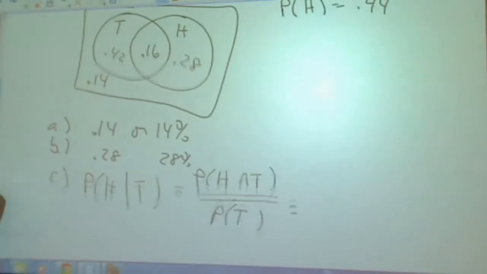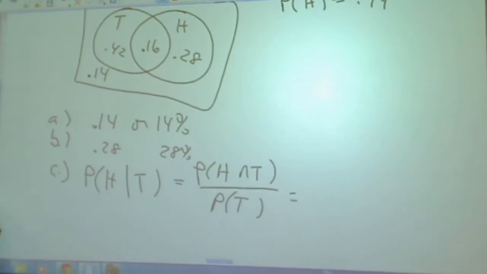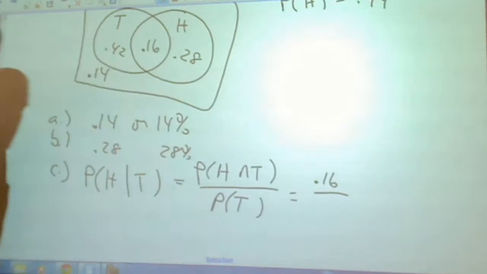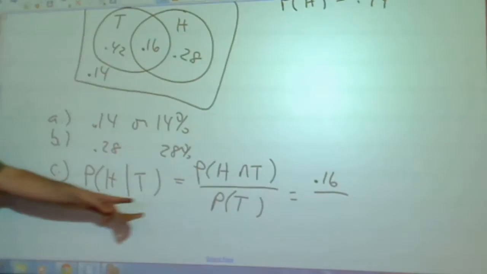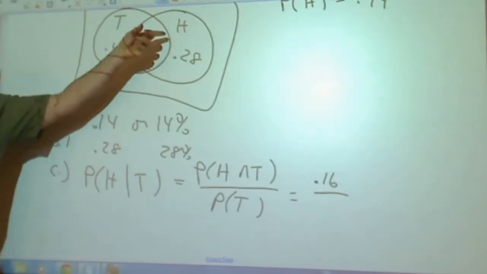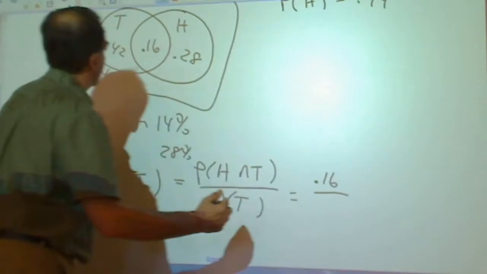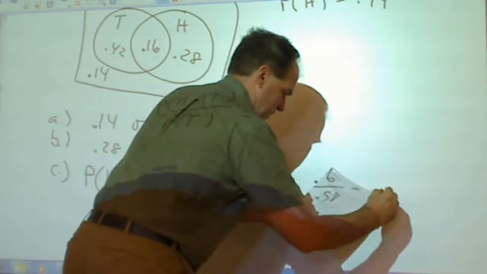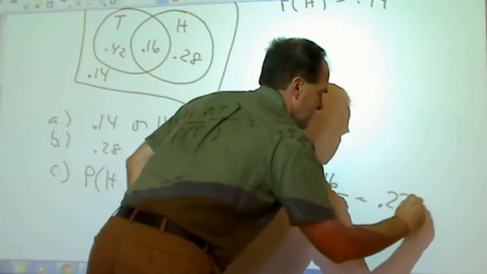Okay, and then both of those are from the Venn diagram. So everybody agreed 0.16. Here's the one people sometimes mess up. Probability of turkey, both bubbles. So 0.58. If you do that, I get 276. Yeah, 276.